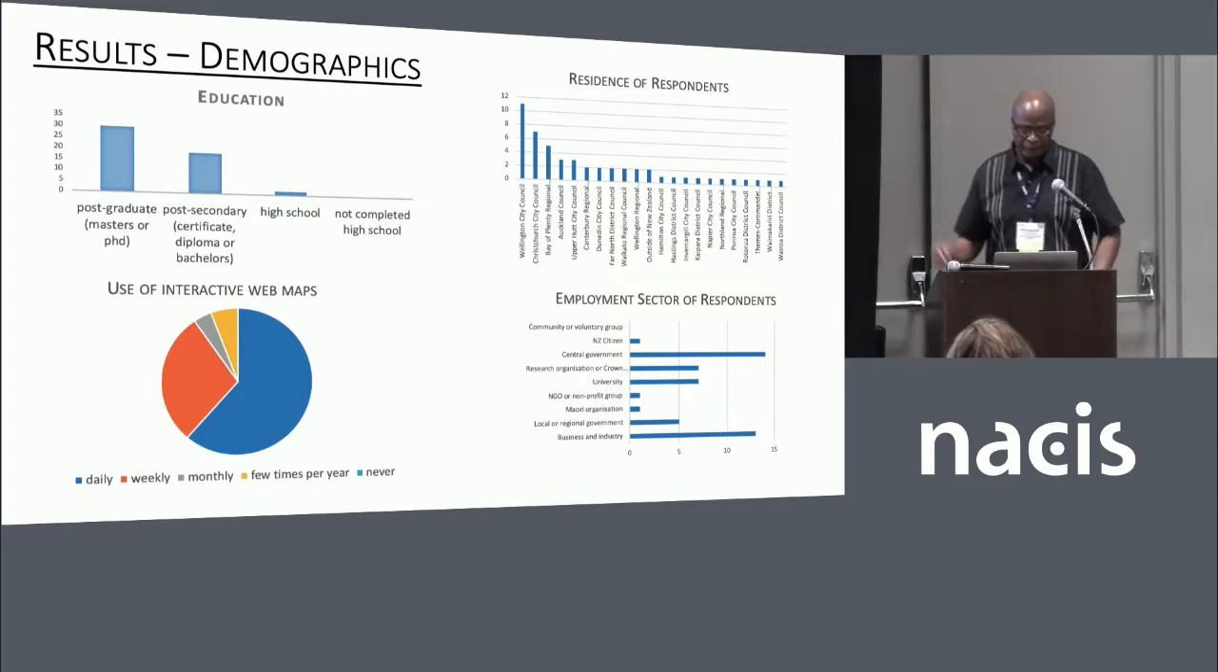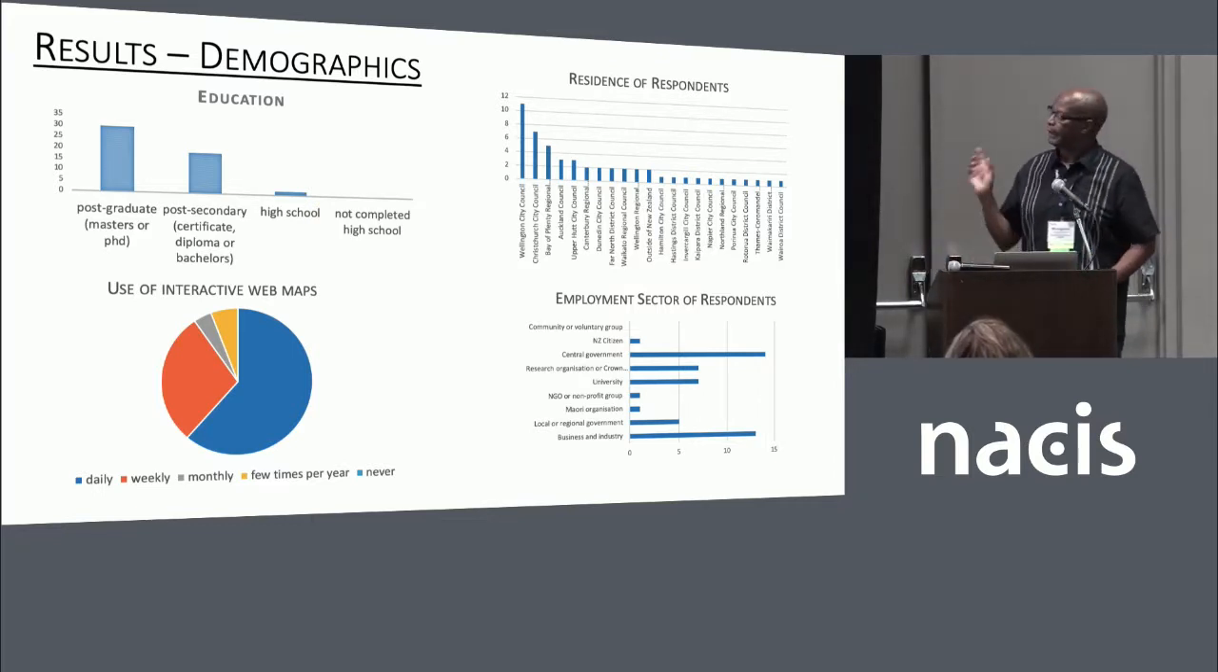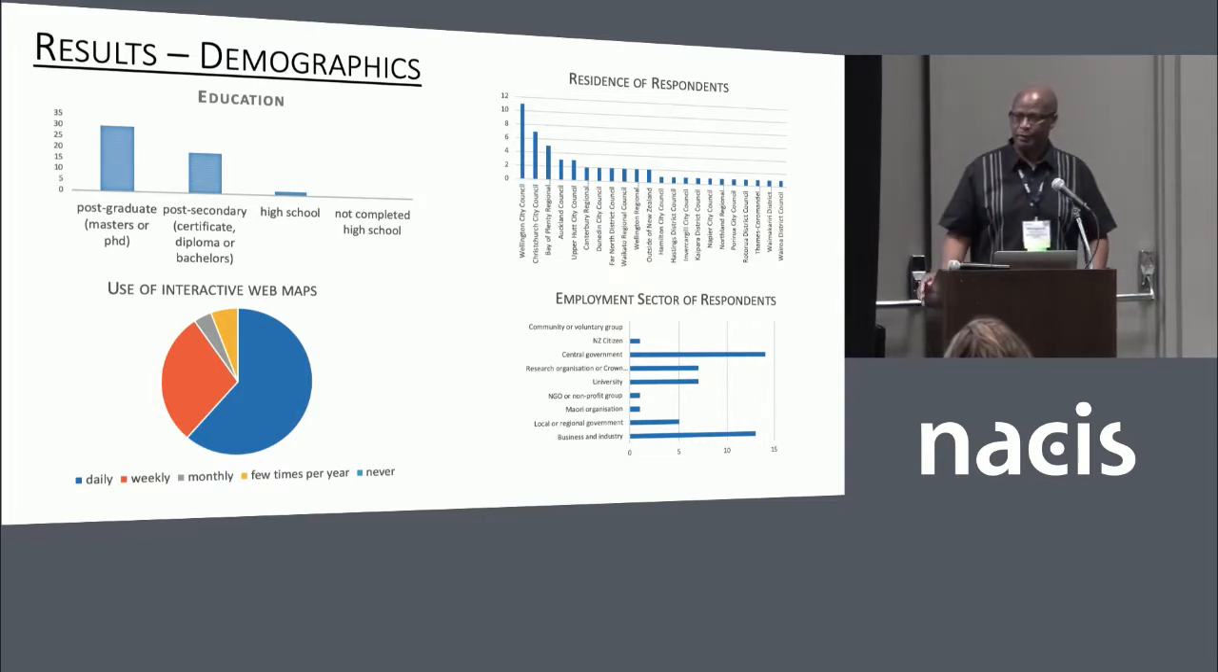And we also wanted to know where these people are coming from in New Zealand, and we had quite a good representation from across New Zealand in this sample that we collected. Although, of course, you might notice that places like Wellington, the Bay of Plenty area, and Christchurch, so on and so forth, would have more people.